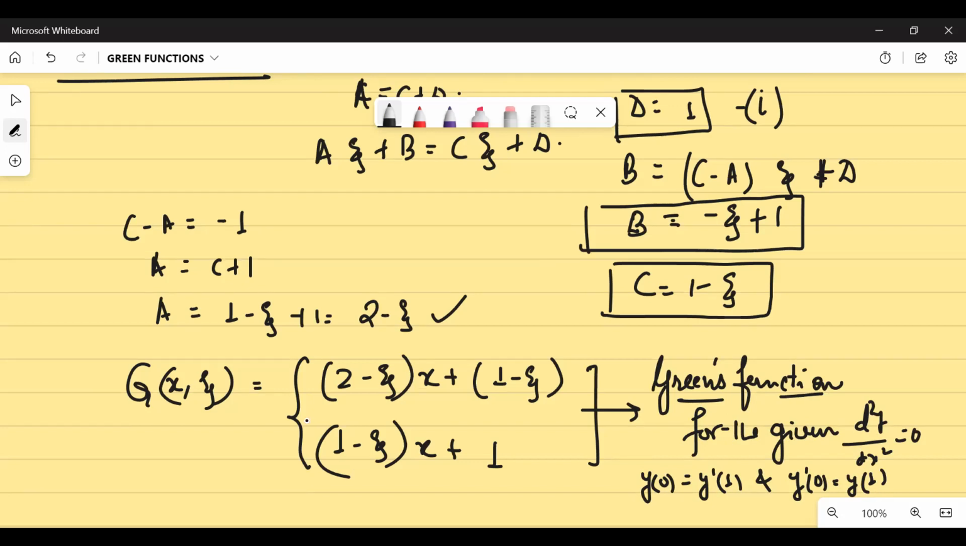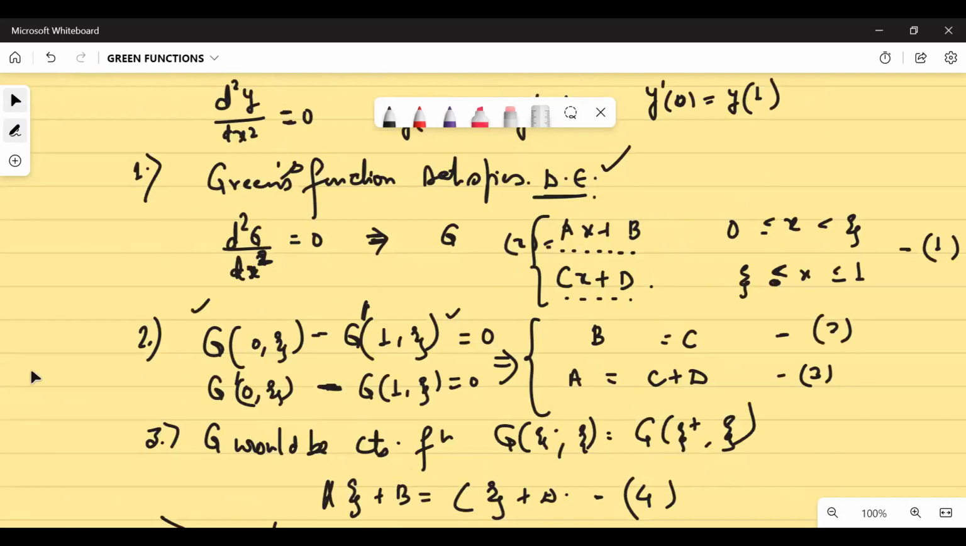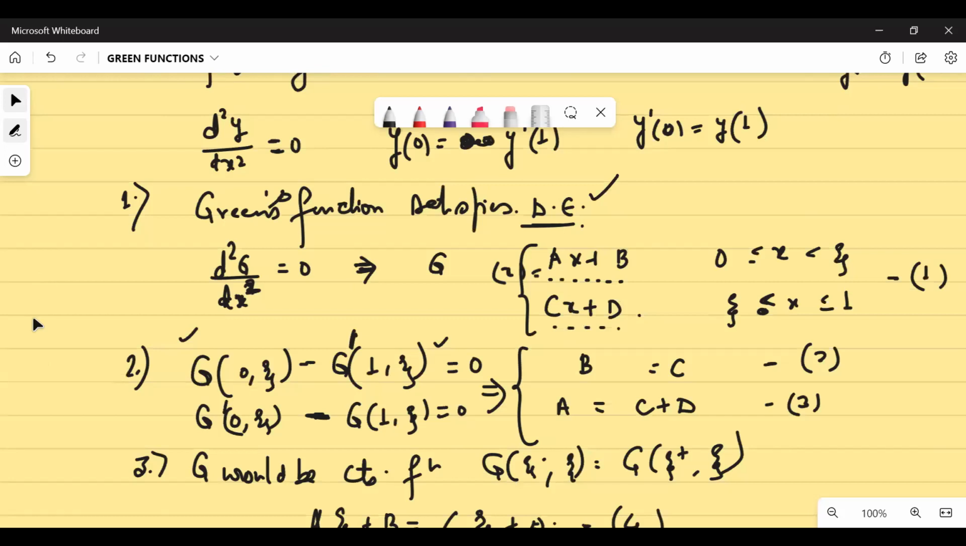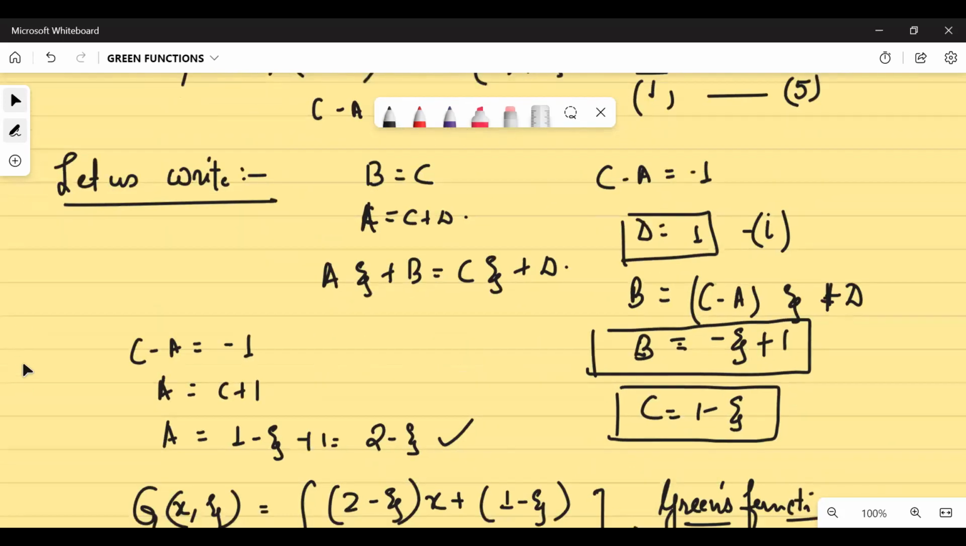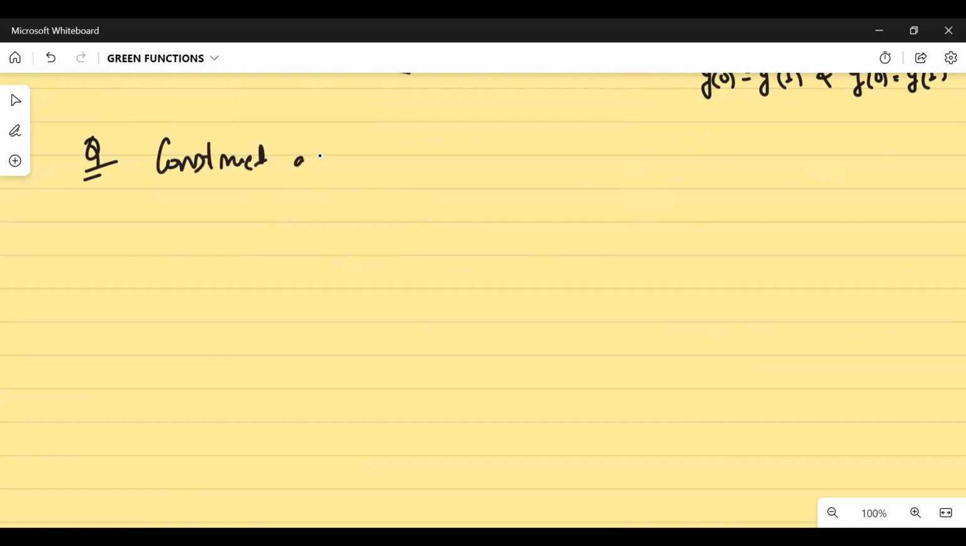Yes. Okay. Now, I hope it is clear to you. This is how you write a Green's function for a homogeneous case. So another homogeneous case I'm just giving you, another question so that at least you get how to write. So let's say another question that I'm giving to you is, let us construct a Green's function for the following differential equation.